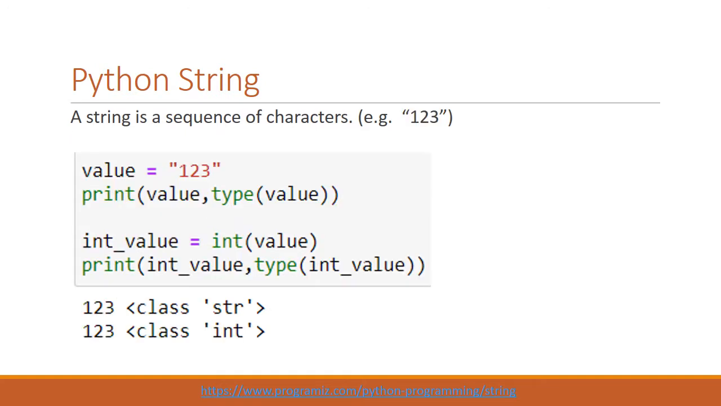In this example, our string is comprised of the characters 1, 2, 3. So we assign that string to the variable value. We print out the type of that variable, and we see that its data type is a string. And as we've done many times before, we can convert that string to an integer using the int function. Then we print out the data type of the int value of the string 1, 2, 3, and we see that it's class int.